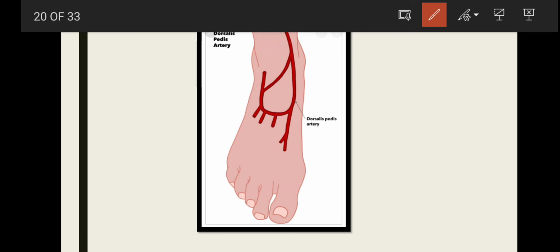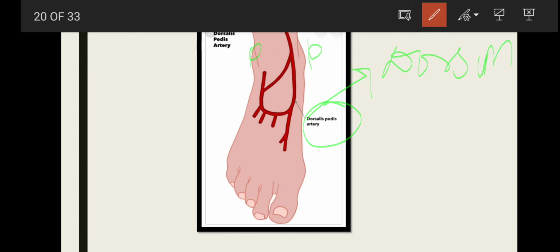In case of dorsalis pedis artery, as the name itself says, it is an artery present in the dorsum. So it begins in the dorsum of the foot. Now this artery is a continuation of the anterior tibial artery. It begins between the two malleoli, between the medial malleolus and the lateral malleolus.